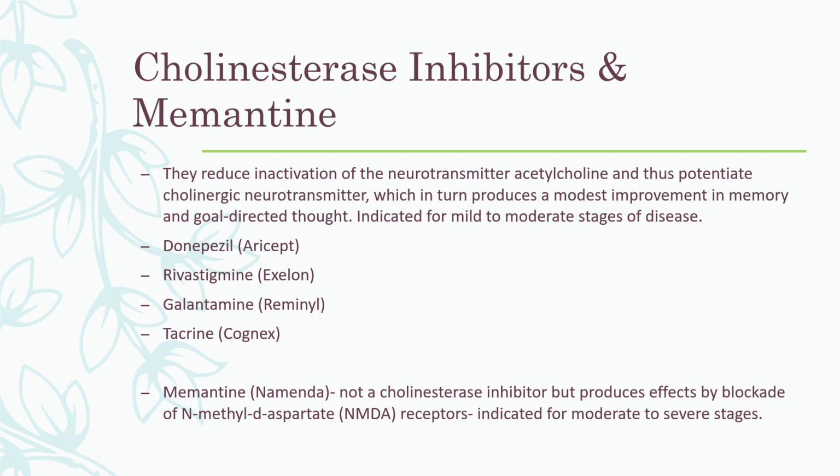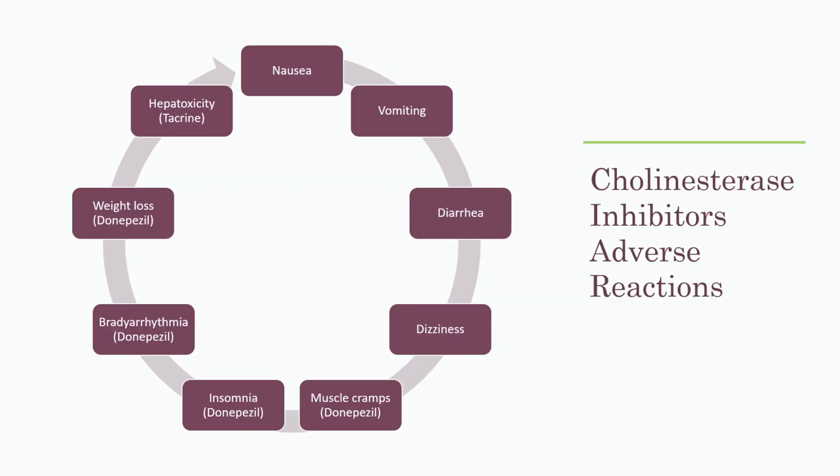Now, these type medications are donepezil, otherwise known as Aricept, rivastigmine, which is Exelon, galantamine, which is Razadyne, and then tacrine, which is Cognex, which we don't actually use anymore due to the hepatotoxicity and having to monitor lab work and so on. So that's very, very seldom used now. Memantine, otherwise known as Namenda, is not a cholinesterase inhibitor, but it produces effects by the blockade of the N-methyl-D-aspartate or NMDA receptors. And this is actually used more for your moderate to severe stages. Okay, and we'll talk about that a little bit more here in just a second.